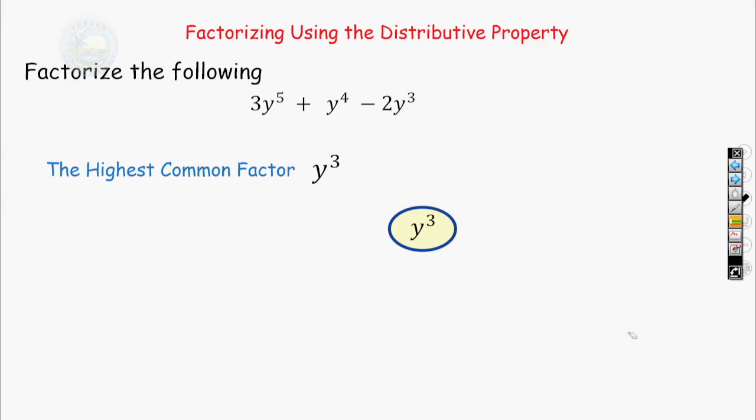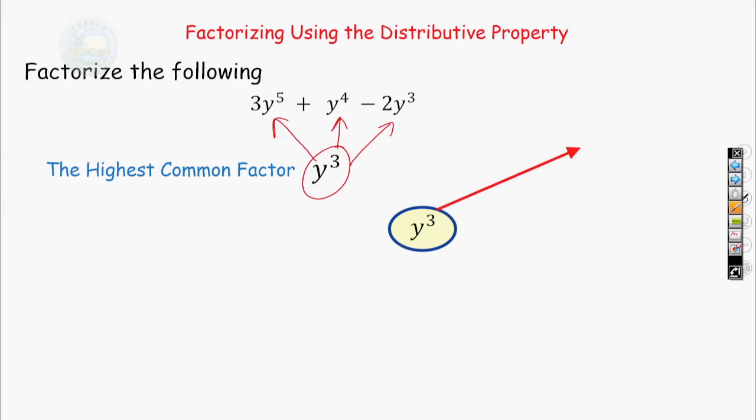What need I multiply y cubed by? Where's my marker? Come here, marker. What need I multiply y cubed by to give me 3y to the 5th? Can you tell me? What need I multiply y cubed by to give me y fourth? What need I multiply y cubed by to give me negative 2y squared? What did I multiply that by?